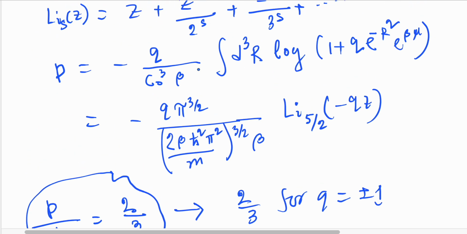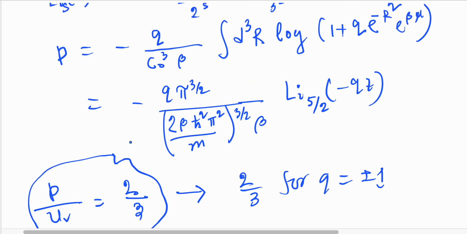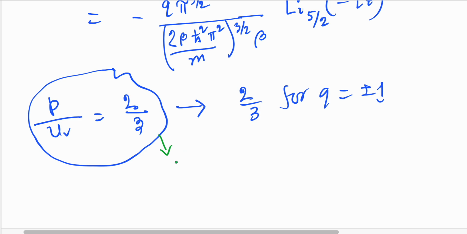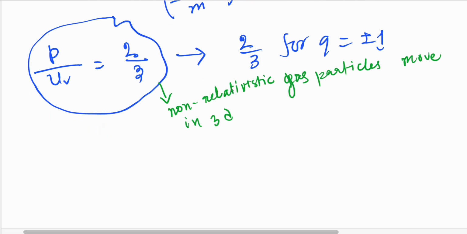The p by uv always follows this rule. P by uv is always equal to 2/3, and it's only true, as we know, for non-relativistic gas particles that move in 3D.